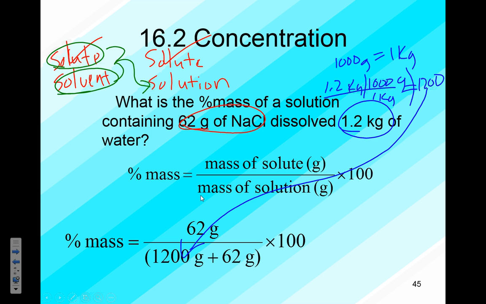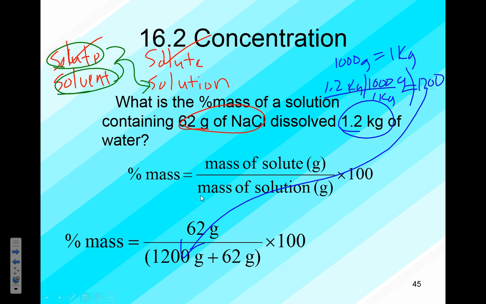Second thing, remember, solute plus solvent equals solution. So it's not 1,200 on the bottom, it's 1,200 plus 62. So it's going to be 62 divided by 1,262, and once you've got that, you're going to multiply by 100.